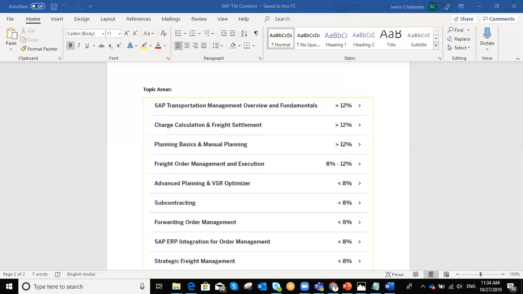Any question up to this? All these topic areas to be covered?